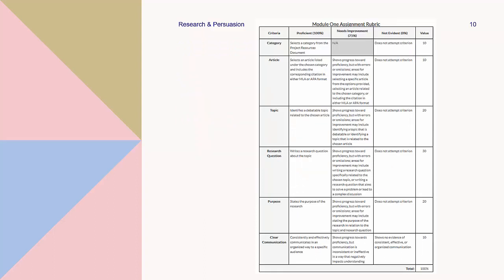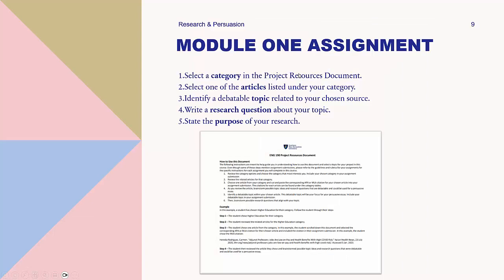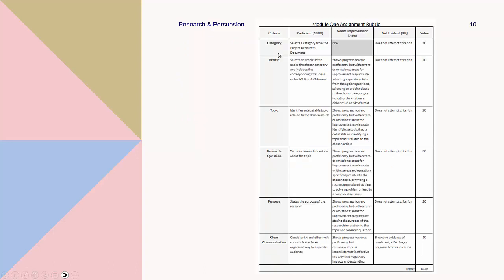Again, in the rubric, in category, did you select a category? And it's always best, and excuse me, I'm going to go back here for just a minute. It's always best to answer each question in order and refer to it. The category that I chose was, the article I chose was, my debatable topic is. And that's what I look for when I look at this rubric.